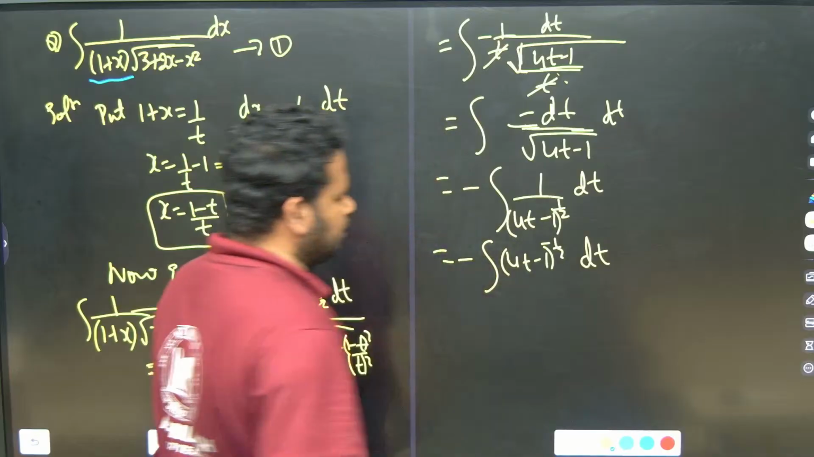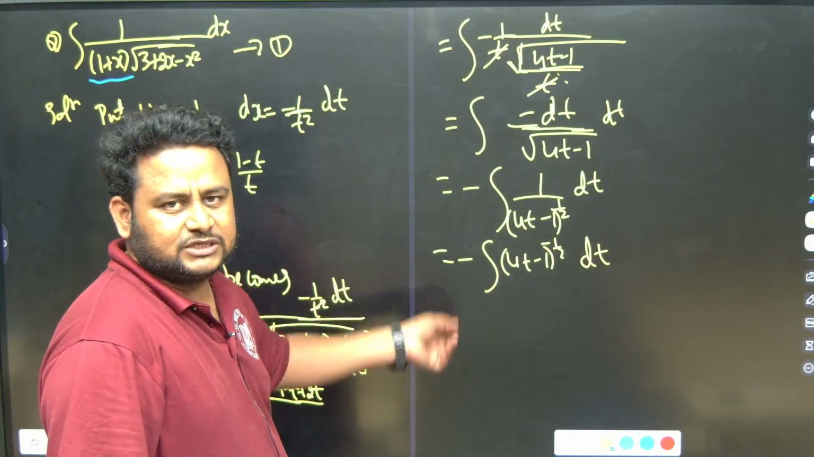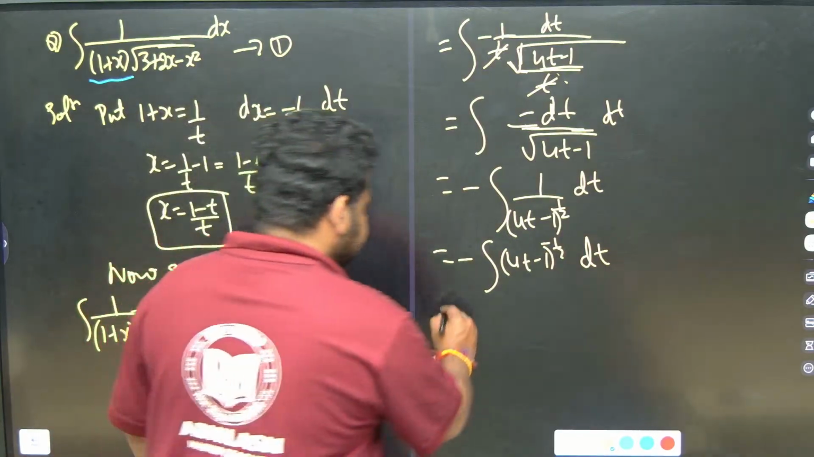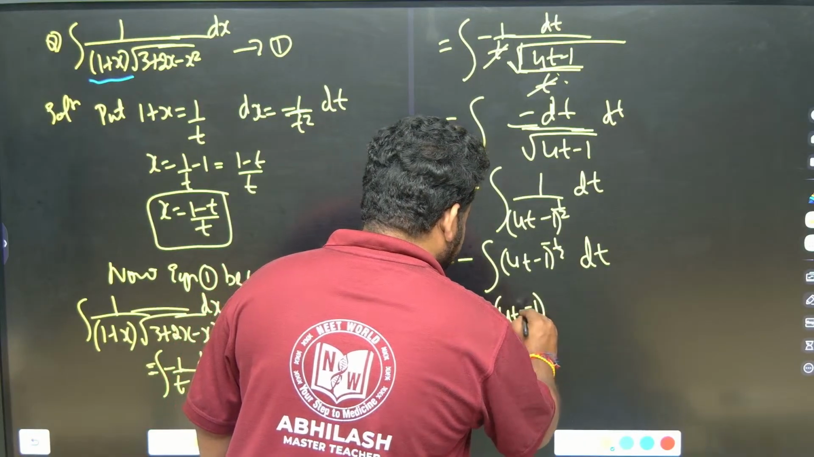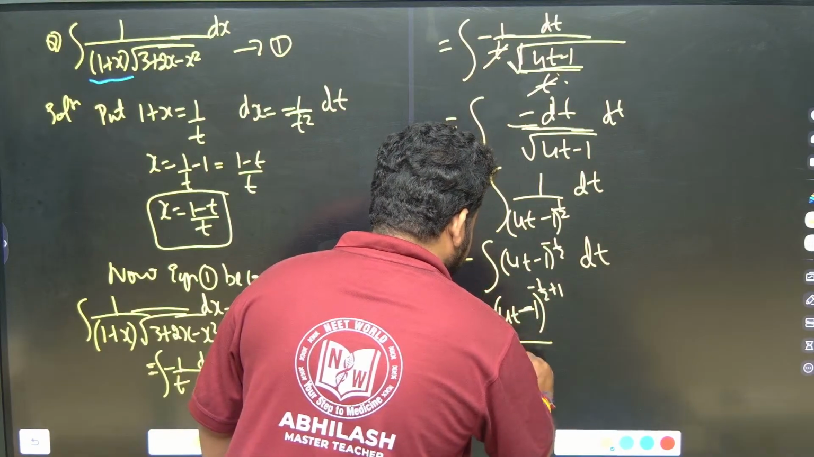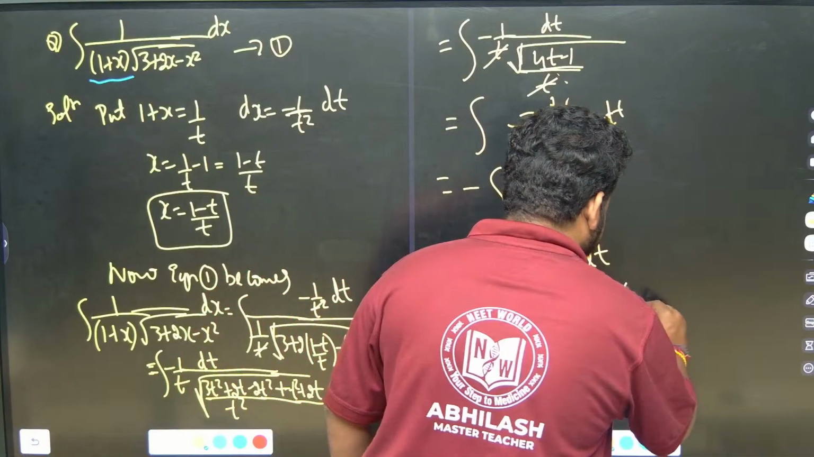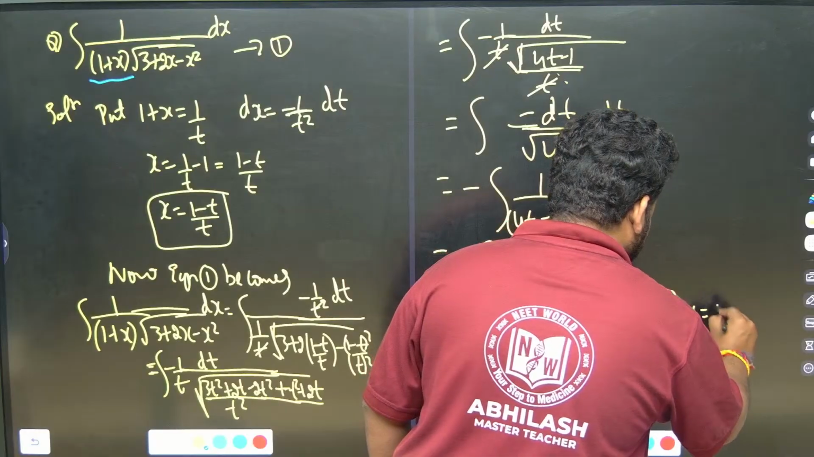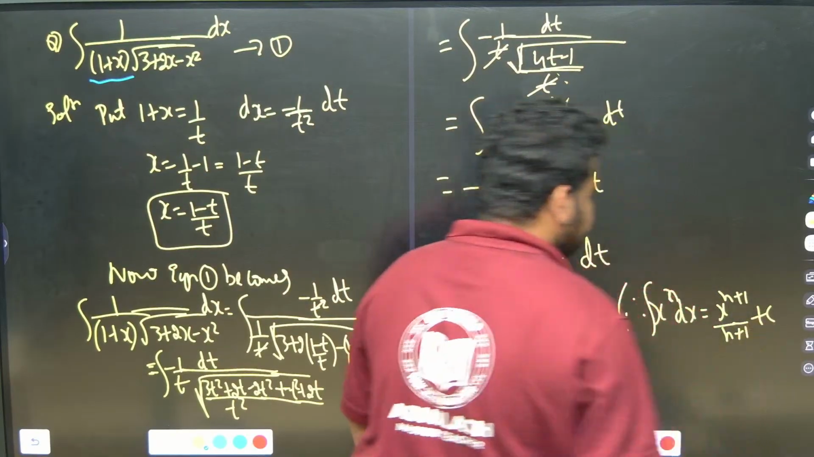So this is nothing but what? This you can directly integrate, that is, this is of the form x to the power of n. Integral of x to the power of n is x to the power of n plus 1 by n plus 1 plus c. So this I can write as minus of 4t minus 1 to the power of minus 1 by 2 plus 1, divided by minus 1 by 2 plus 1, plus c. Therefore we have to write the reason, because this is a 7 marks question, write the reason everywhere. Integral of x to the power of n dx is x to the power of n plus 1 by n plus 1 plus c.